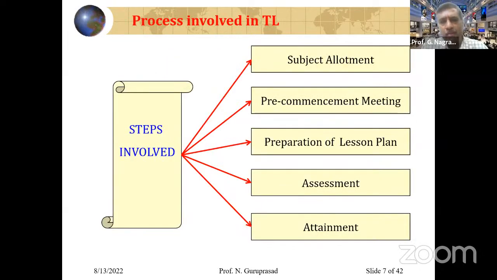Now, this is the typical process involved in teaching and learning that we adopt in our institute here. The steps involved are basically 5. We have the subject allotment that takes place depending upon the expertise of the faculty members. The subjects are allotted. There is going to be a pre-commencement meeting where the 2-3 faculty members who are handling the same subject come together and discuss various methodologies to be followed and various assessment patterns to be used during the course of the semester.